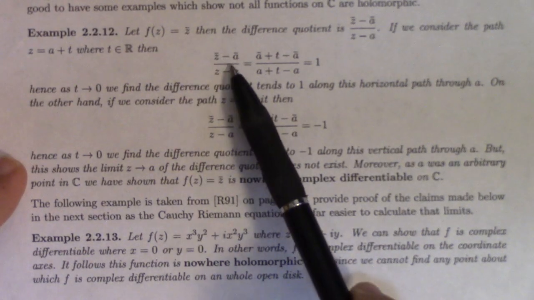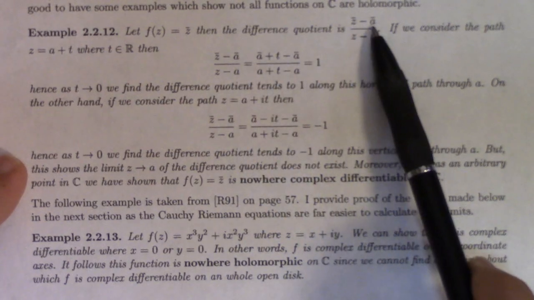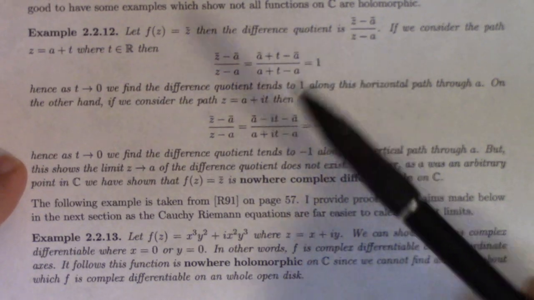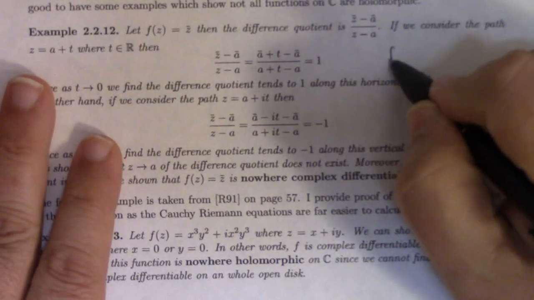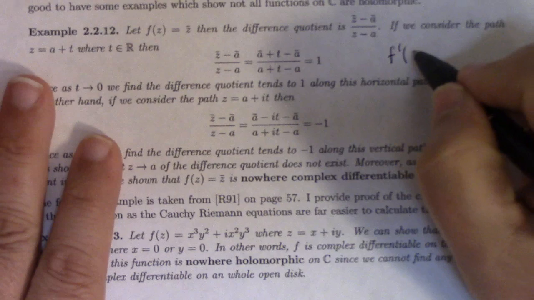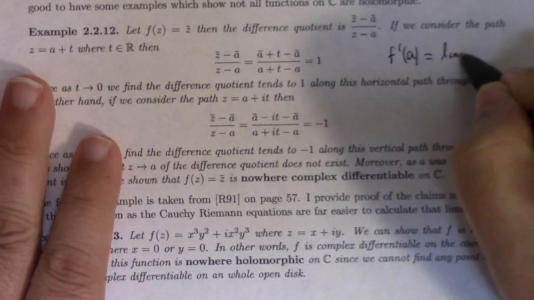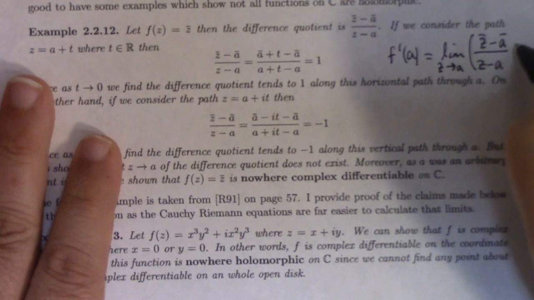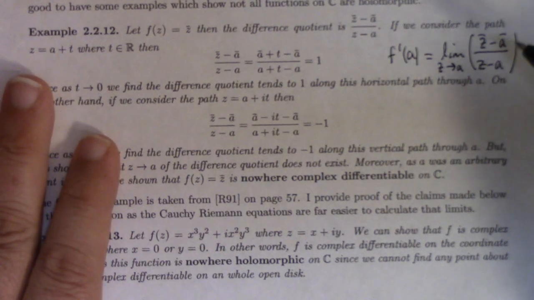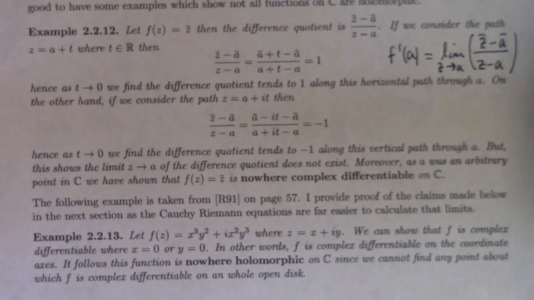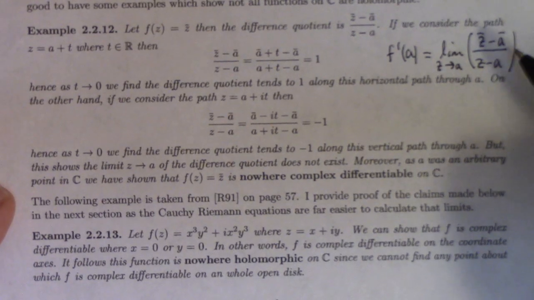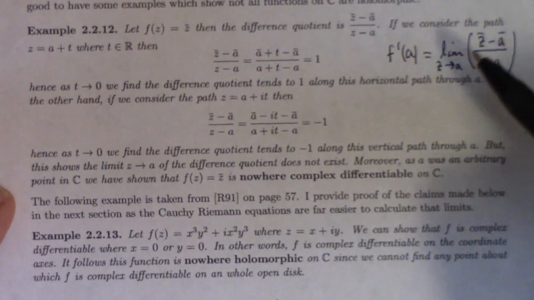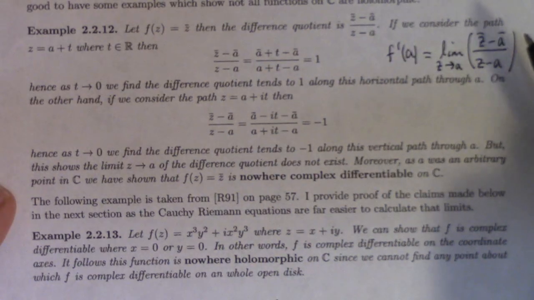What this example shows you is if we look at the difference quotient for z bar, the conjugate of z, then it was z bar minus a bar over z minus a. For f prime of a to exist, we would need the limit as z goes to a of z bar minus a bar over z minus a to exist. I would point out this is a two-dimensional limit, a limit in the plane. And for a limit of a function of two variables to exist, we need all the path limits to exist. So if you can find two different paths which give you different values, then it doesn't exist.